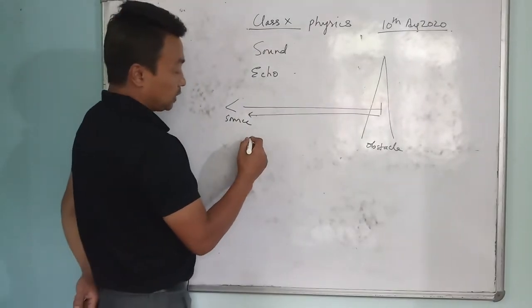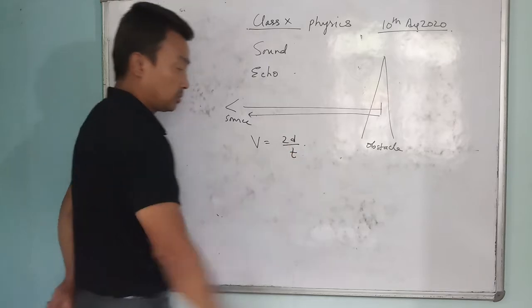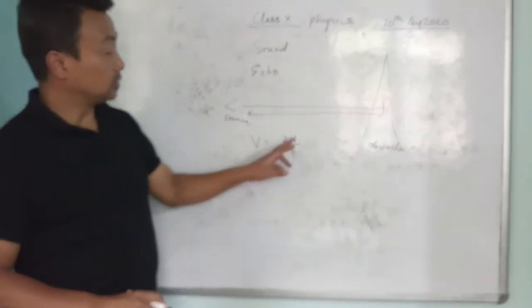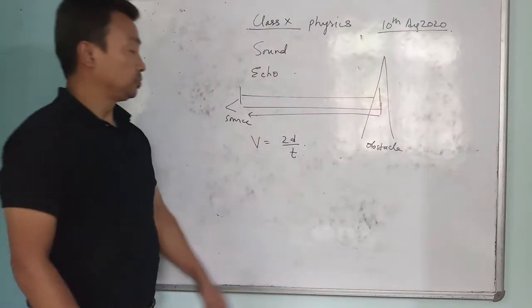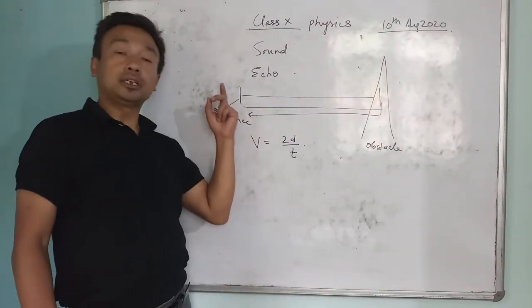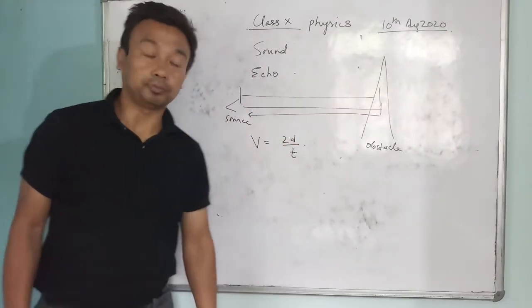From here we have got the formula, which is 2d by t. This was the formula. Here d is the distance between the source and the obstacle, and t is the time taken by the sound to travel, hit the obstacle, and come back.